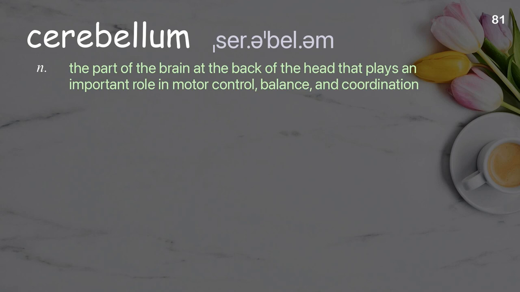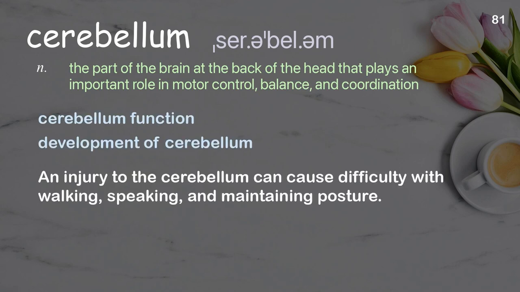Cerebellum. The part of the brain at the back of the head that plays an important role in motor control, balance, and coordination. Examples: cerebellum function, development of cerebellum. An injury to the cerebellum can cause difficulty with walking, speaking, and maintaining posture.